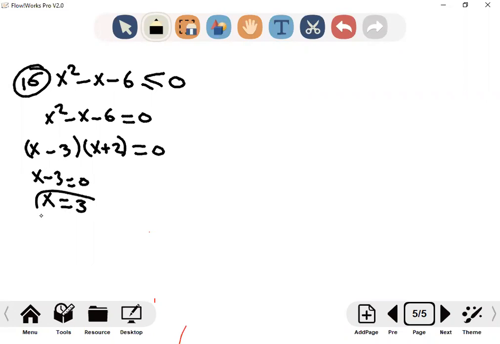This is the first intercept of the x-axis. x plus 2 equals 0, x equals negative 2. This is the second intercept, right? I'm done with the intercepts.